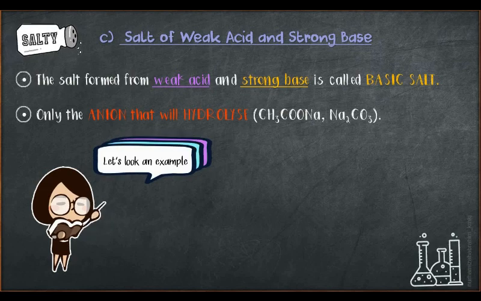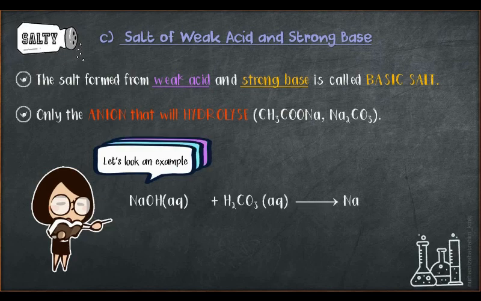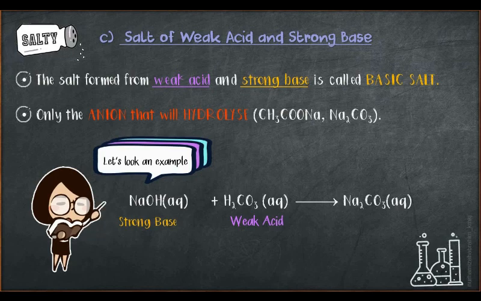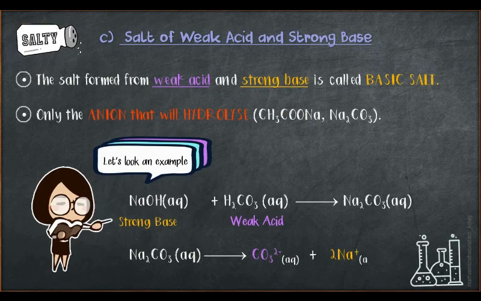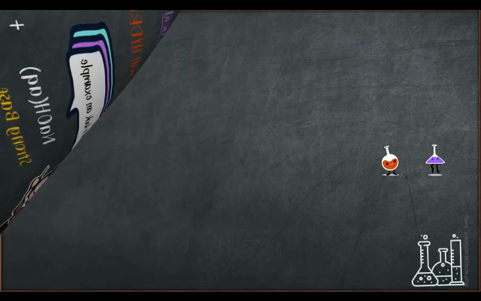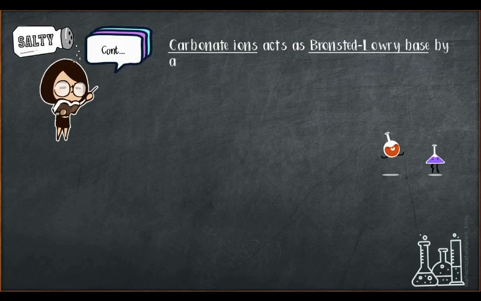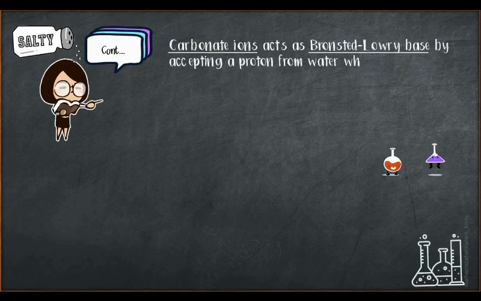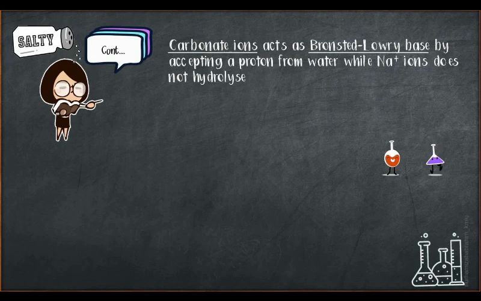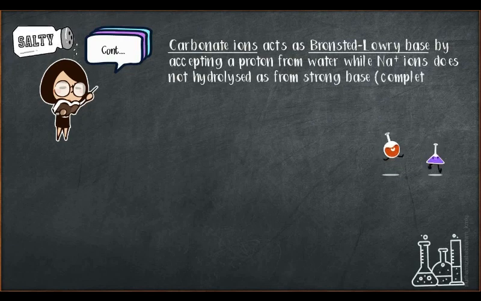Sodium carbonate is formed when sodium hydroxide reacts with carbonic acid, where sodium hydroxide is a strong base, and carbonic acid is a weak acid. Then, when the salt sodium carbonate dissolves in water, it will produce carbonate ion, CO3 2-, and sodium ion, Na+. Carbonate ion acts as a Bronsted-Lowry base, by accepting a proton from water, while sodium ion does not hydrolyze, as it is from a strong base, which is completely dissociated in water.